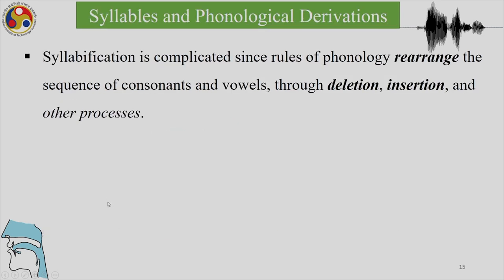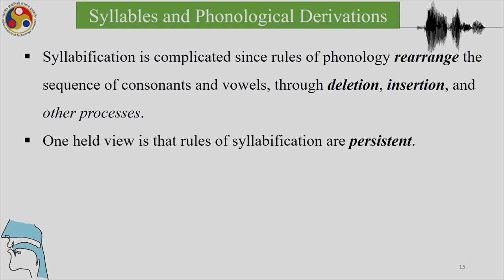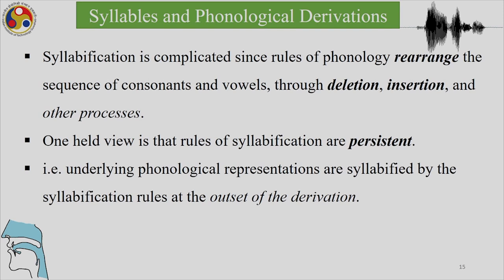Syllabification is complicated, since rules of phonology rearrange the sequence of consonants and vowels through deletion, insertion, and other processes. One held view is that rules of syllabification are persistent, and that is, underlying phonological representations are syllabified by the syllabification rules at the outset of the derivation. So persistent syllabification is persistent in the sense that hardly any consonant or vowel material in a word will be left out unsyllabified.